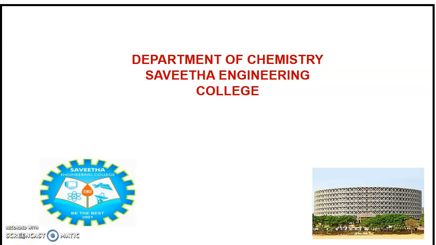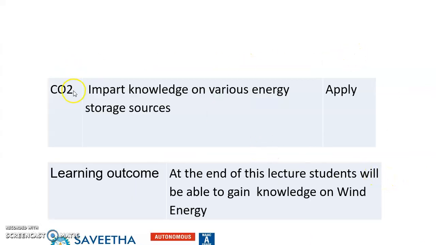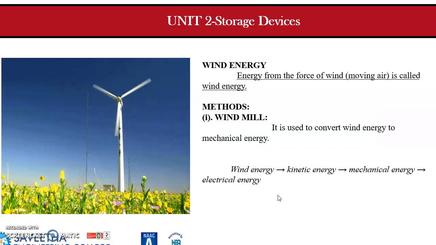Hi students, today we are going to look into Unit 2, especially wind energy under storage devices. The course outcome for this lesson is to impart knowledge on various energy storage sources, and the Bloom's taxonomy level is applied. The learning outcome is that at the end of this lecture, you'll be able to gain knowledge on wind energy. Okay, so what is wind energy?